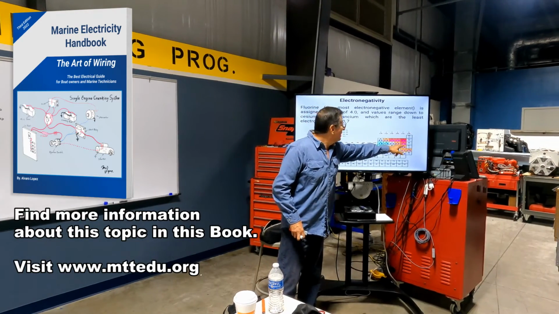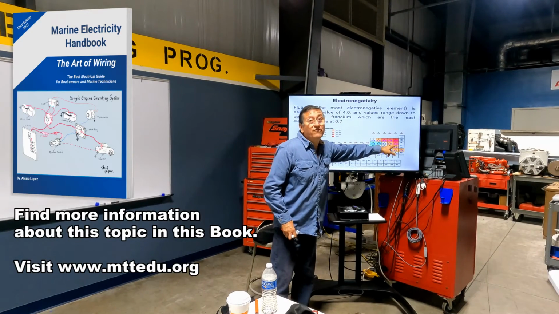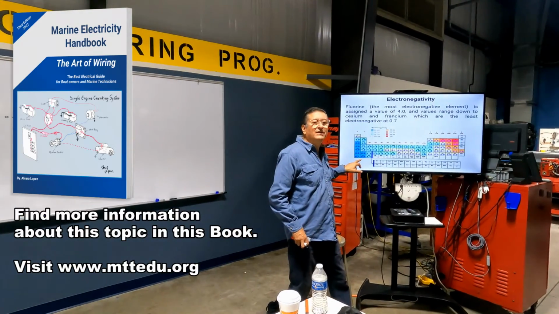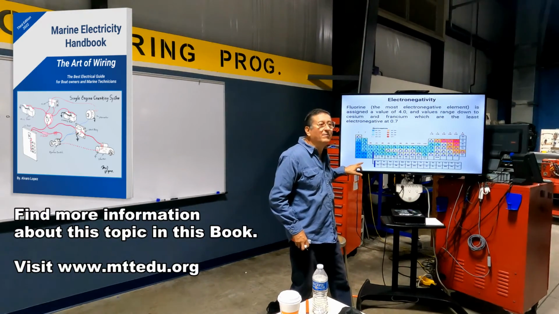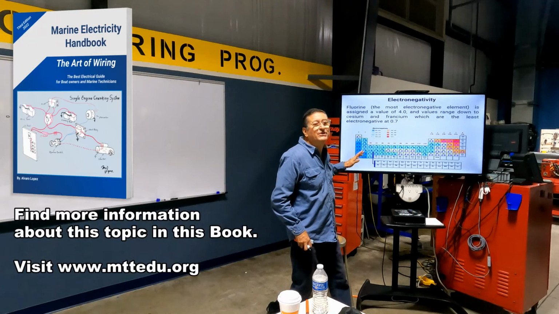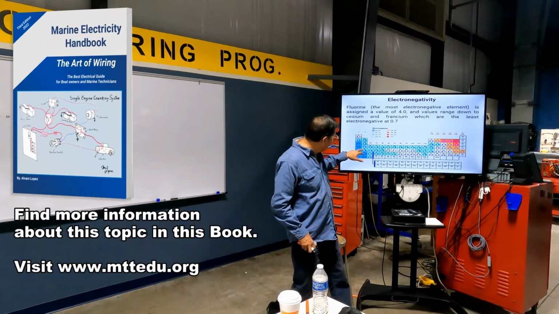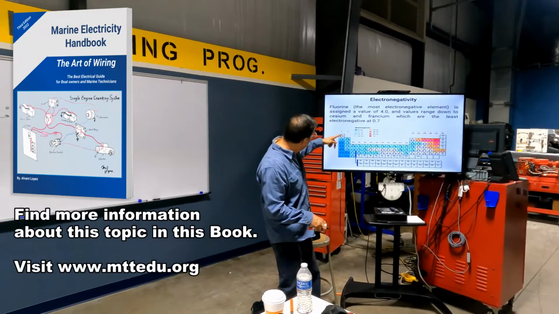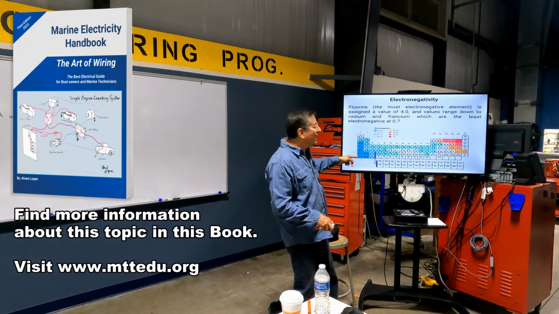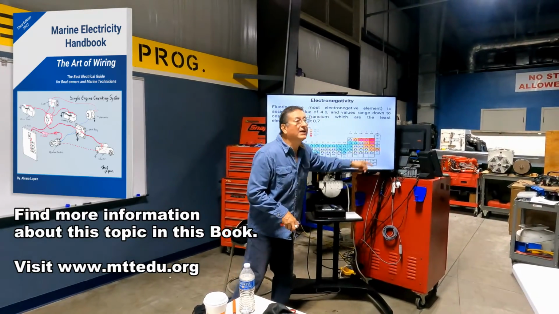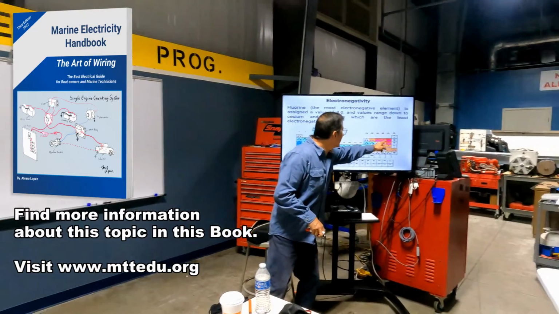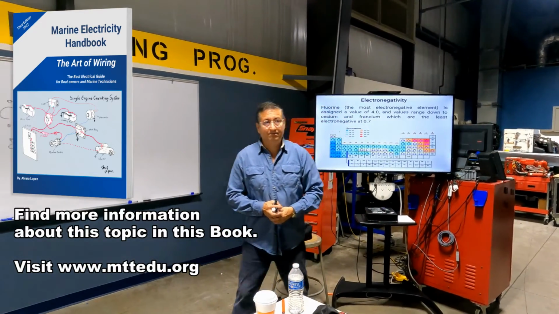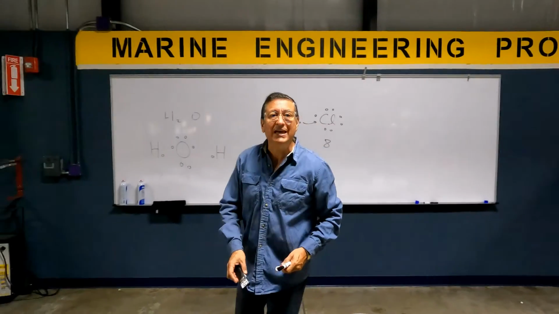Oxygen 3.5, chlorine 3.0. Look at this, francium, the lowest energy element. How much? 0.7. And those elements 0.8, 0.9, 0.7, low level. Those elements in general are too low, you see? And those elements in that corner, especially this and this, have the high energy, the high electronegativity.